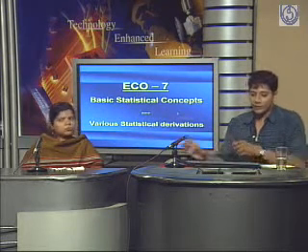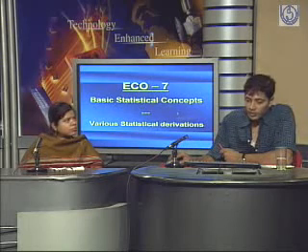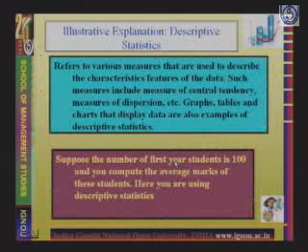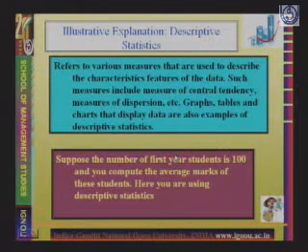The elements of descriptive statistics are population, sample of interest, investigative variables, numerical summary, tools, charts, graphs, tables, and pattern identification in data. The illustrative approach of descriptive statistics refers to various measures that are used to describe the characteristic features of the data. Such measures include measures of central tendency, as I was talking about, and measures of dispersion. Graphs, tables and charts that display data are also examples of descriptive statistics.